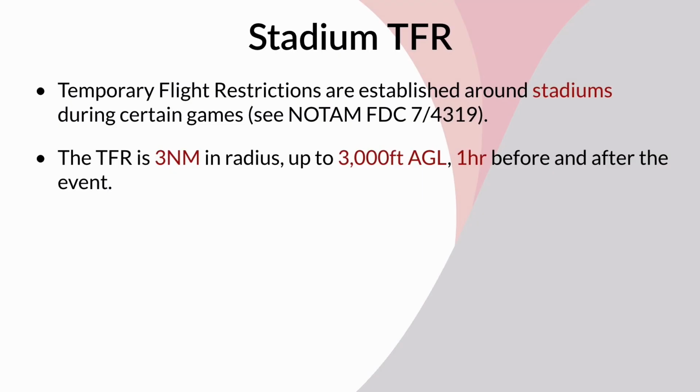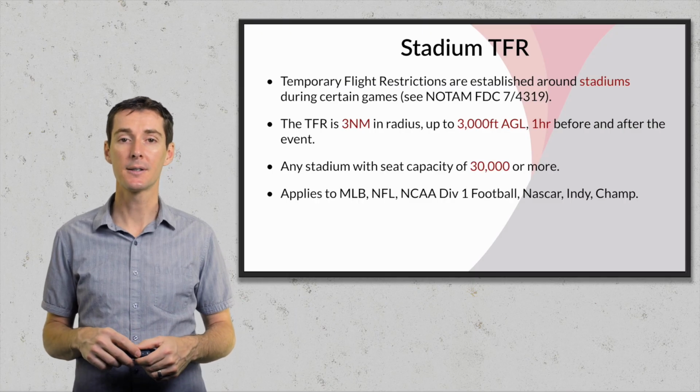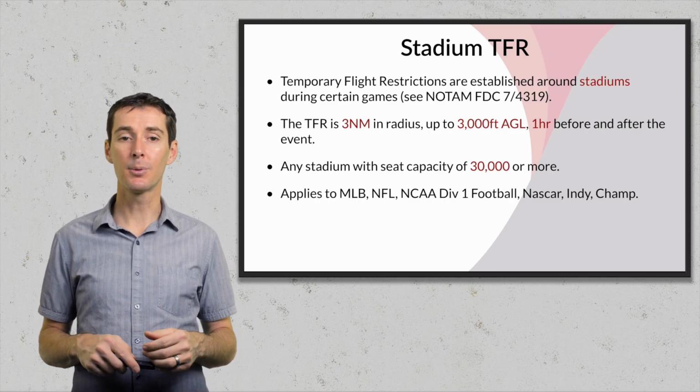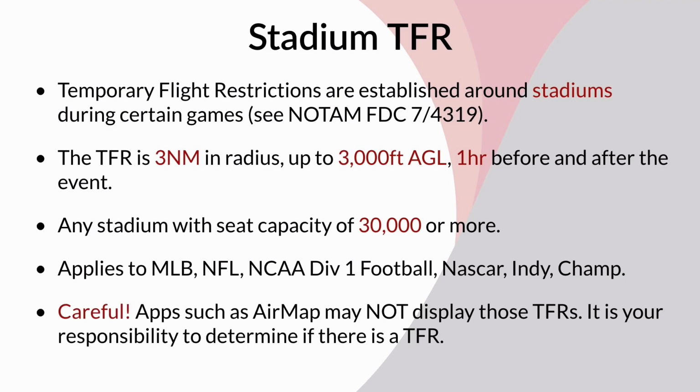The TFR is 3 nautical miles in radius and up to 300 feet AGL, above ground level, 1 hour before the event, 1 hour after the event. This is when the stadium TFR is going to be. This is going to apply to any stadium with a seat capacity of 30,000 seats or more. So not all stadiums are going to be falling in this TFR. And these are going to apply to a whole bunch of different sports: MLB, NFL, NCAA Division I football, NASCAR, Indy, and championship in the motor racing.